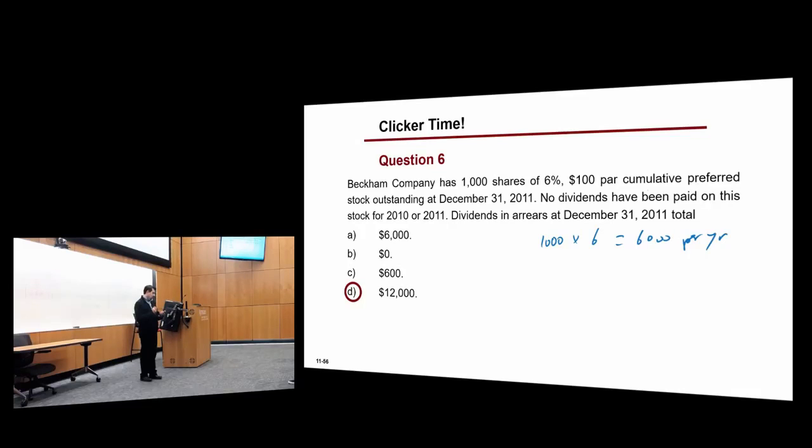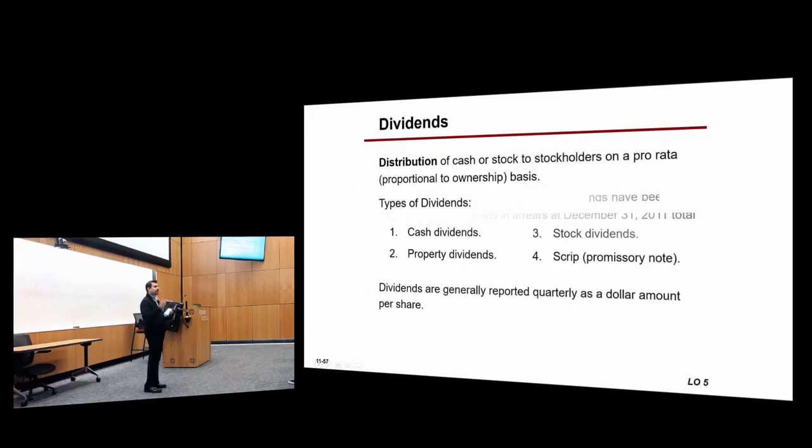No dividends have been paid on stock for 2010 and 2011. So dividends in arrears at December 31st, 2011, those are the ones that were not paid, right? Multiply. So every year, it's not paid. So when they have to declare their financial statements, etc., the dividends in arrears are 12,000.